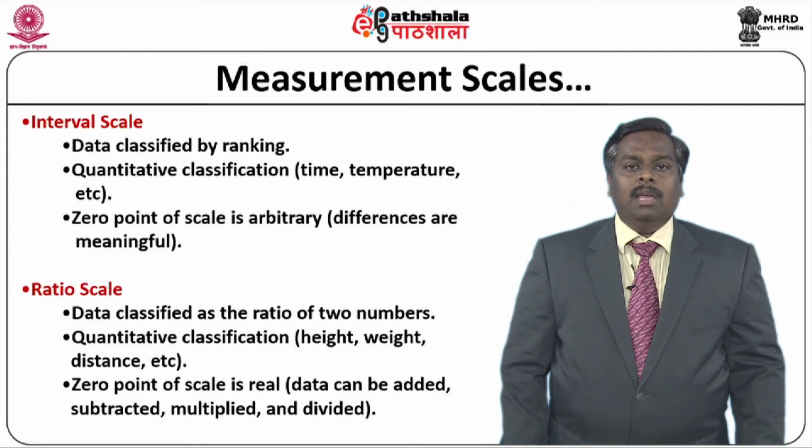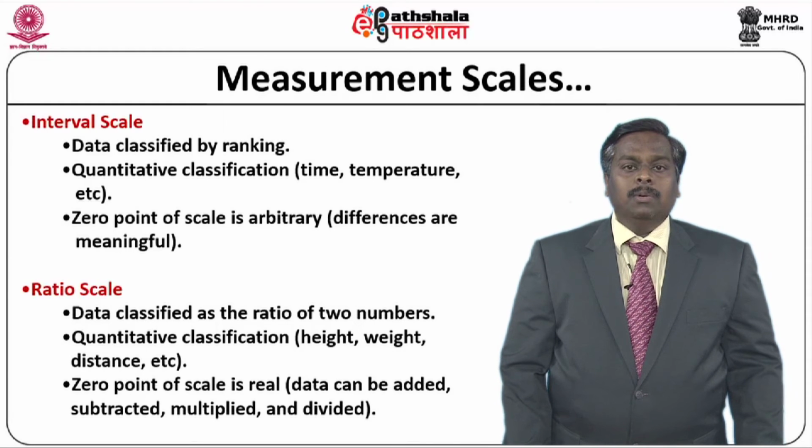For example, we can take height and weight, or height distance or weight distance. Accordingly, you can provide ratio information and handle the data. Here the 0 point of the scale is going to be real information. So, data can be added, it can be subtracted, or it can be multiplied. Some kind of arithmetic operation may be performed on ratio scale values.